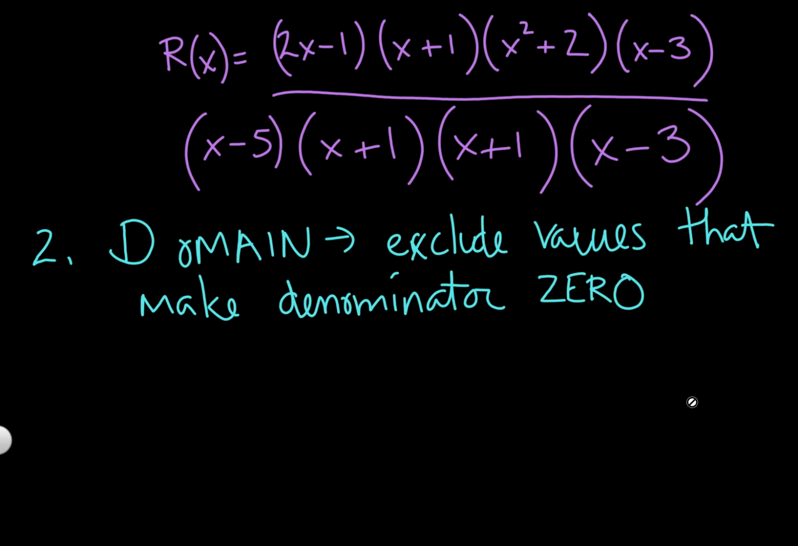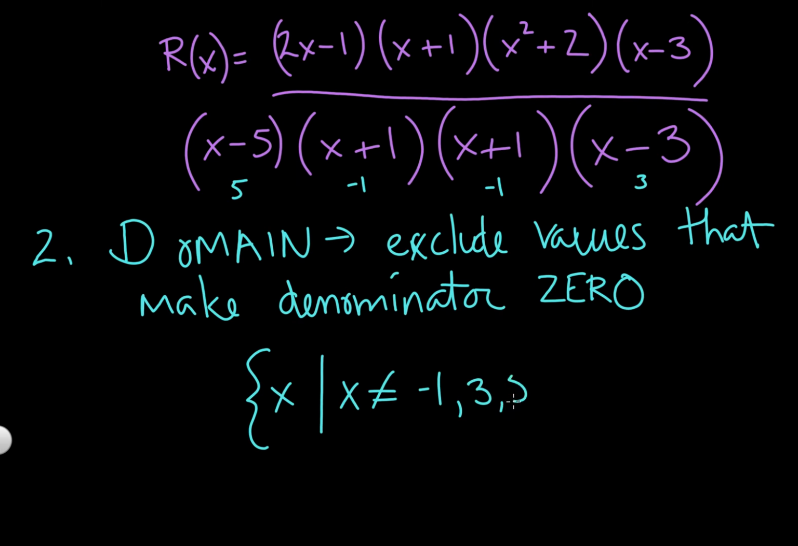To determine the domain, I'm going to take any of the values that are going to make the denominator equal to 0. In other words, I'm looking for the zeros of the denominator. So that would be the 5, -1, -1 again, and 3. So my domain is going to be the set of all x such that x cannot be equal to, and it's best if you can put them in order, -1, 3, or 5. And that's my domain.